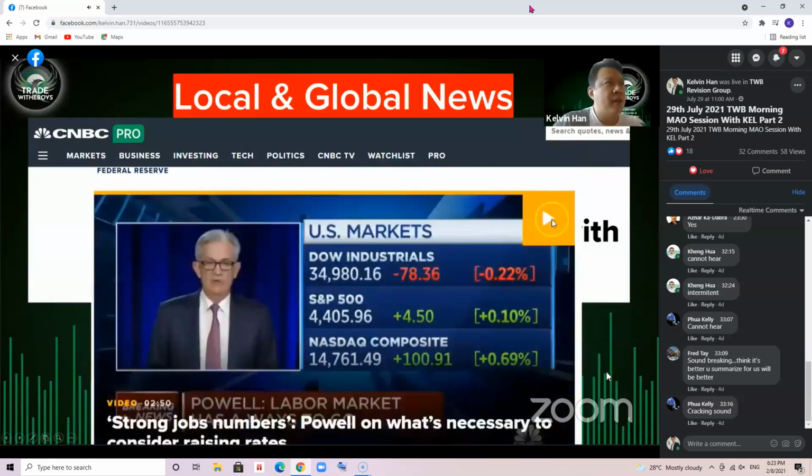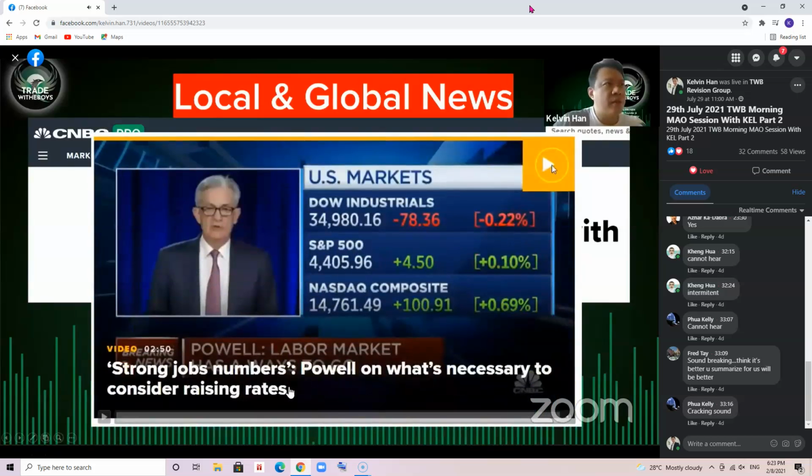Okay. And last but not least, the strong job data. He doesn't think that the data are strong enough. He felt that the data is still not strong enough. That's why he said that there's not much reason to consider it. But only when you see very strong job data and the economy is really, really going and needs to be curbed, then they will go into considering raising the rates.